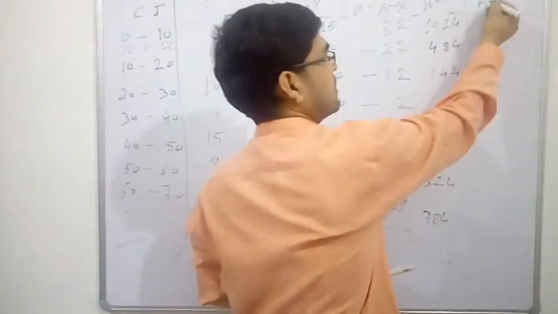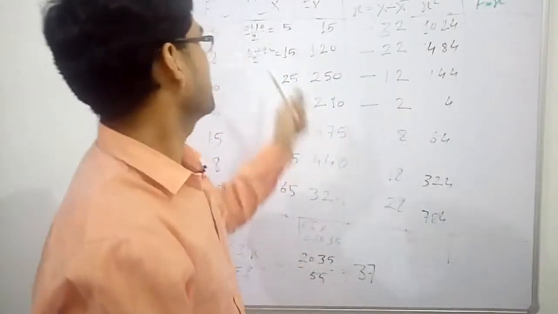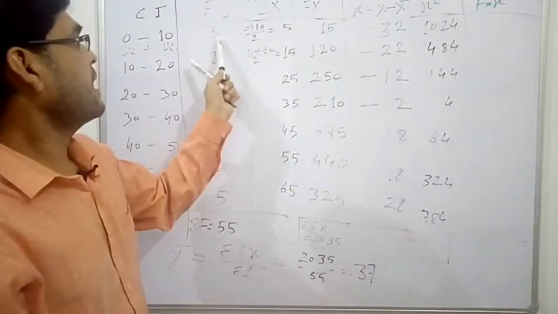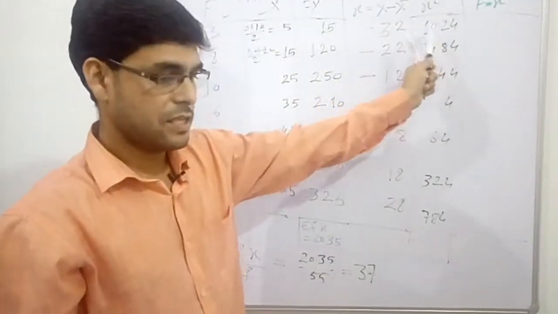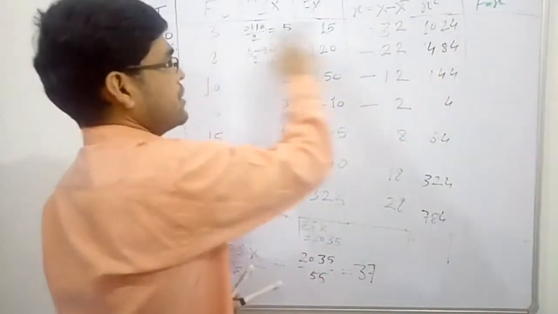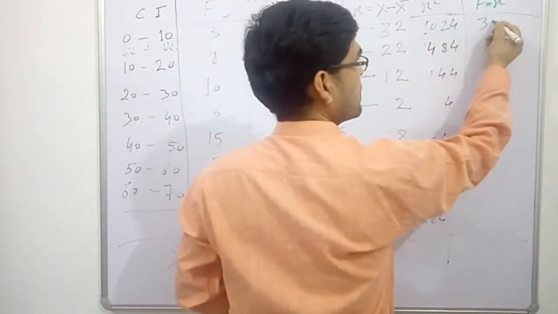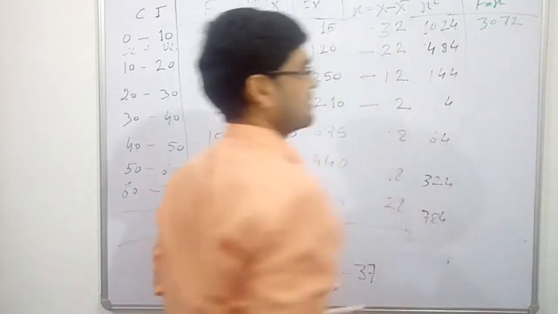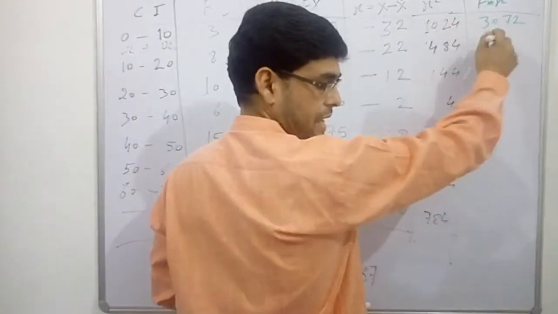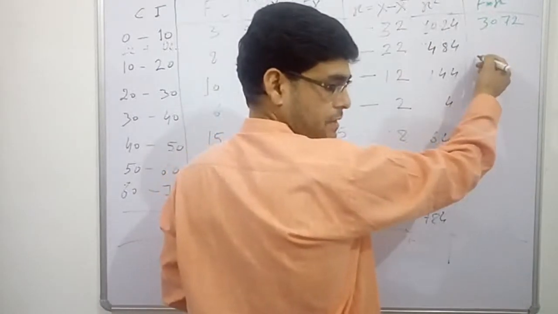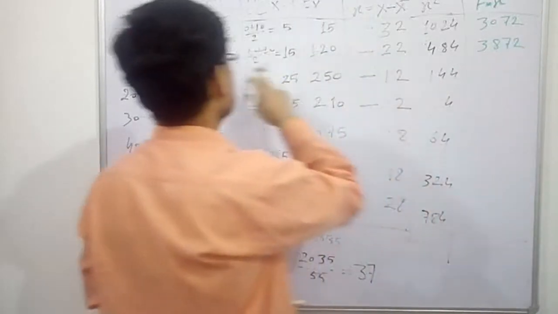Okay, f multiplied by x square. So we have this column f, frequency, and x square is this one. So 3 into 1024, we have 3072. 8 into 484, we have 3872.